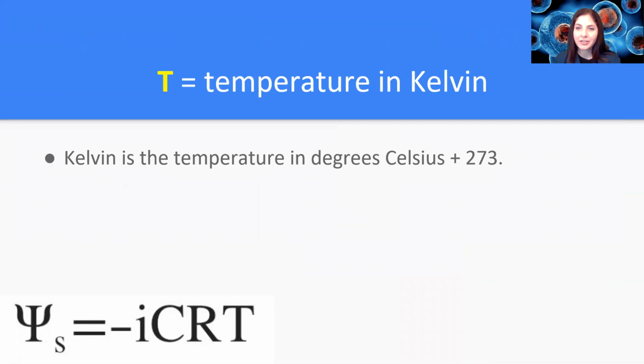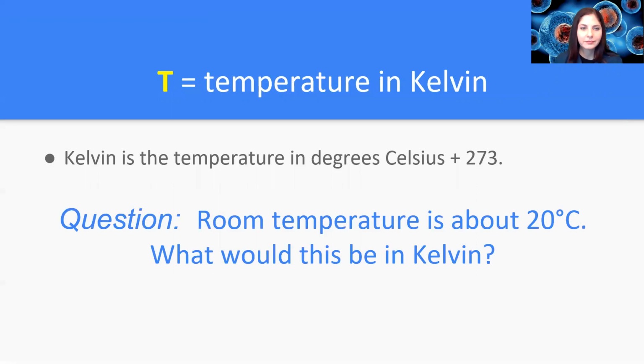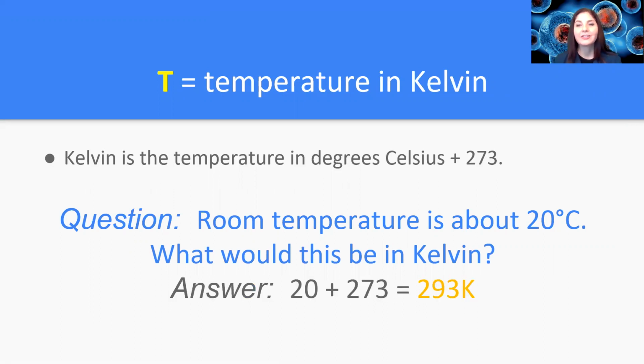T represents the temperature in Kelvin. Kelvin is the temperature in degrees Celsius plus 273. If I gave you the information that we're at 10 degrees Celsius, a little bit cold, and I want to know the temperature in Kelvin, you would add 10 plus 273, which would give you 283 Kelvin. Quick question: room temperature is about 20 degrees Celsius, so what would it be in Kelvin? You would just add 20 to 273, and you would get 293 Kelvin.